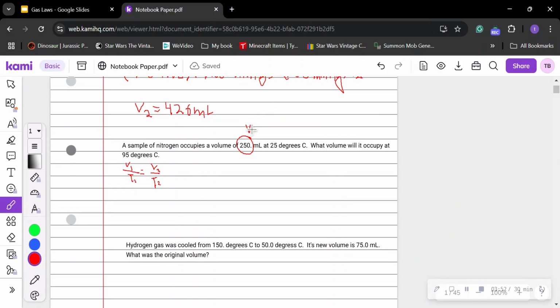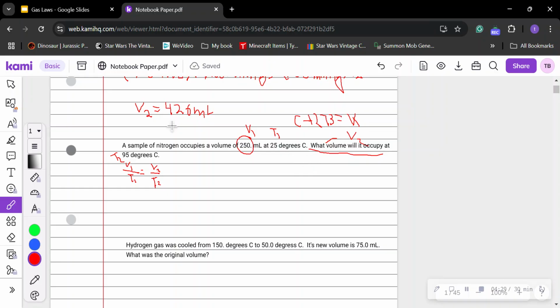This would be volume 1. This would be temperature 1. This would be temperature 2. So we're looking for volume 2. And also we want to remember that when we do these problems, never use Celsius degrees, always convert into Kelvin. By doing that, you would want to take your Celsius, add 273, and you get your Kelvin temperature.